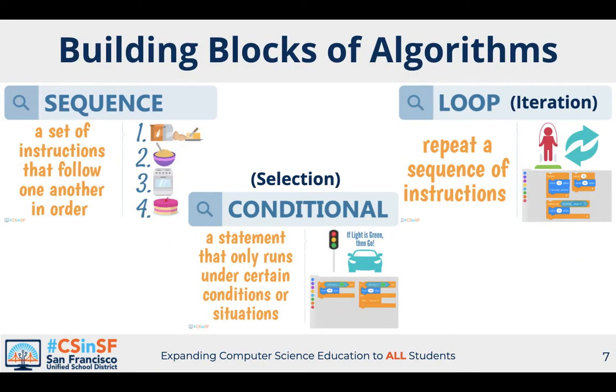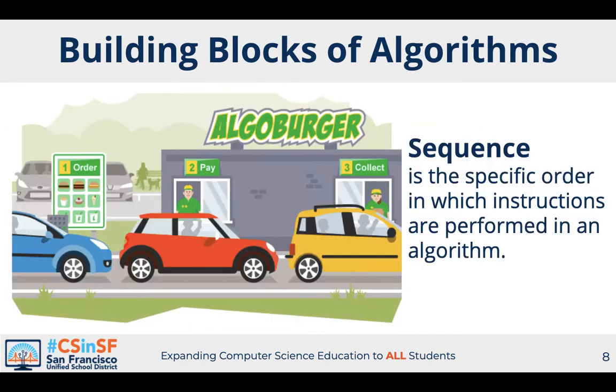So there's three fundamental building blocks of an algorithm that we are going to discuss today. First one is sequence. It's a set of instructions that follow one another in order. There's an algorithm concept known as selection. A conditional is a form of selection, and it's a statement that only runs under certain conditions or situations. And lastly, iteration is a building block of algorithms. A common form of iteration is a loop, where you can repeat a sequence of instructions.